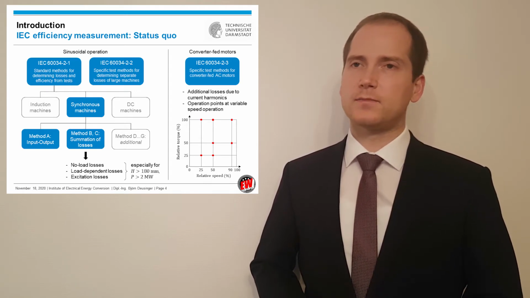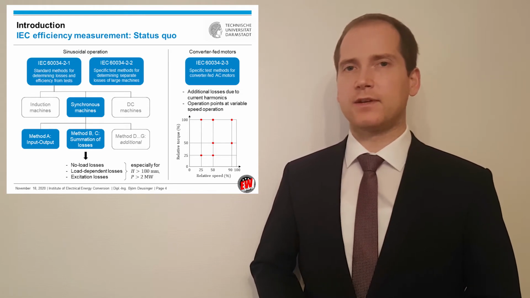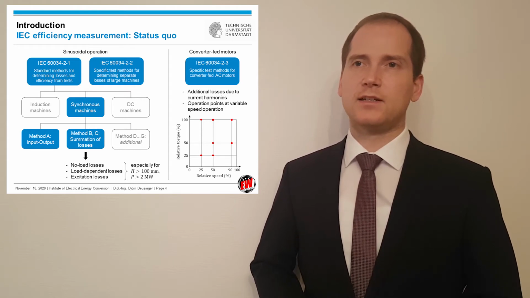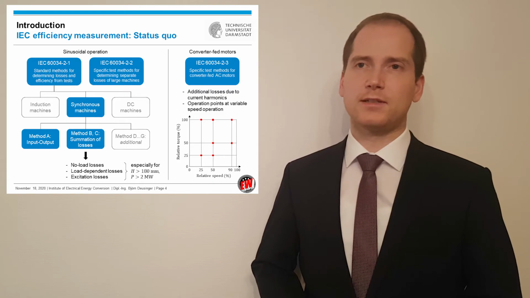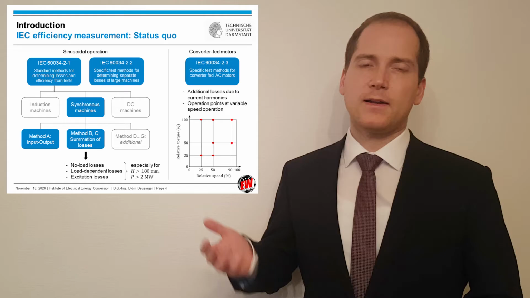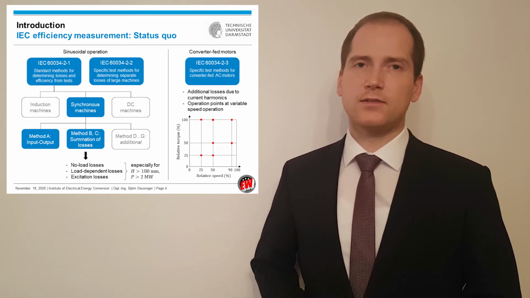The indirect procedures B and C are used especially for large machines with a rated power of several megawatt, which have a rather high efficiency above 95%. Here a smaller measurement uncertainty can be achieved in comparison to the direct input-output measurement. If we take a closer look, we will notice that these methods are based on a separation of the machine's losses into no-load losses, load-dependent losses and excitation losses. For this determination, a variable excitation is necessary, which is obviously not possible with a fixed permanent magnet excitation.